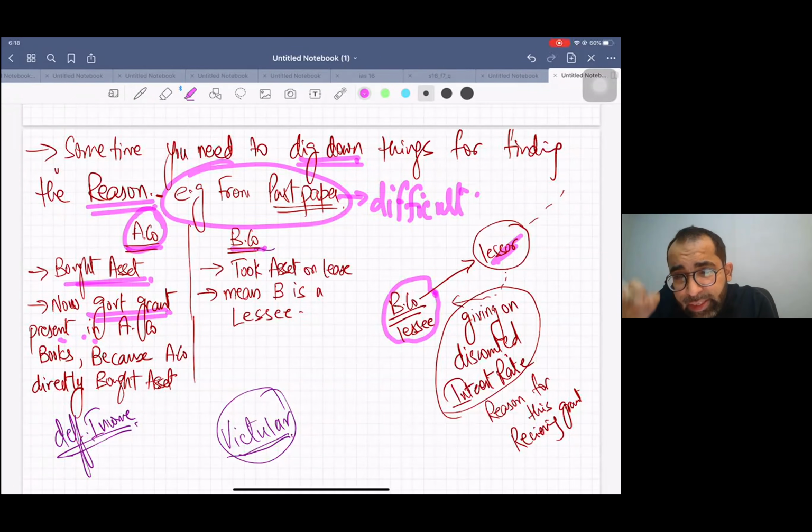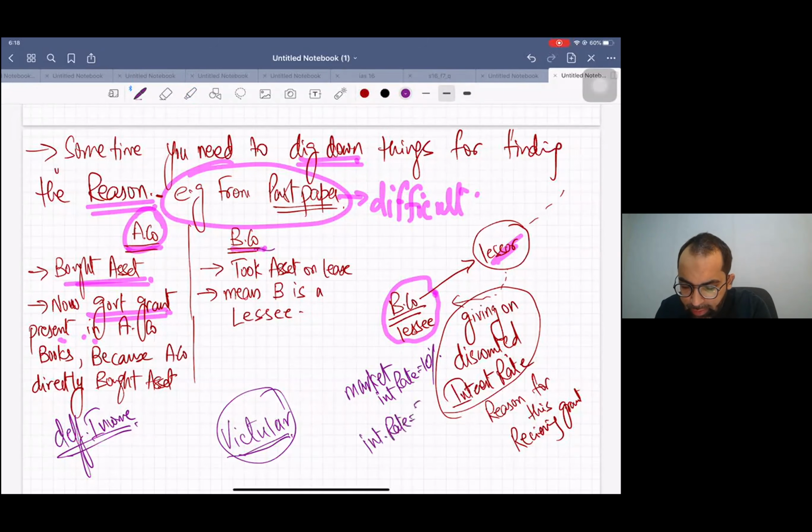Now in the question it is written that the lessor has given a discounted interest rate. You remember the finance lease. In a finance lease, there is an interest rate. Finance lease is like a loan. For example, in the question, the market interest rate is 10%, but the lessor is just charging 5% interest rate.